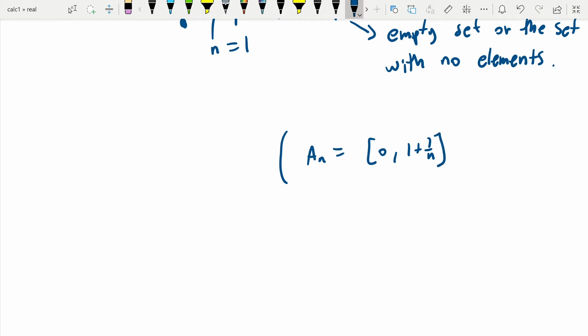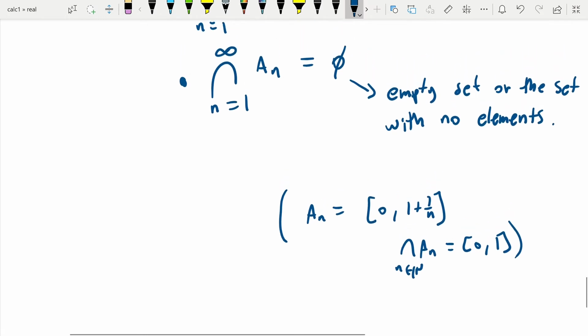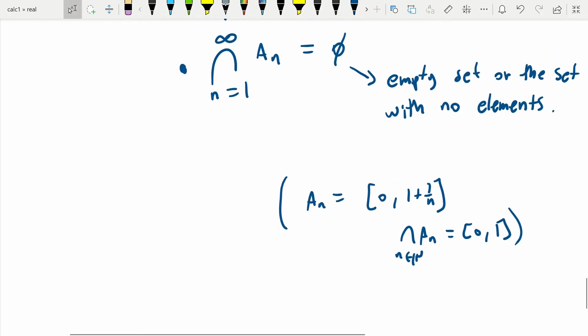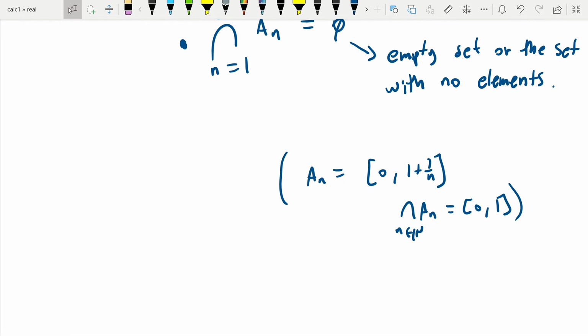Then these sets are getting smaller and smaller. However, the intersection of all the A sub n's is simply (0, 1]. So it need not be the case that whenever you have a descending nested sequence of sets, the intersection is the empty set. The only reason why I want to erase this now is that we have not defined the real numbers, and therefore this notation should not make sense right now. So this interval here.